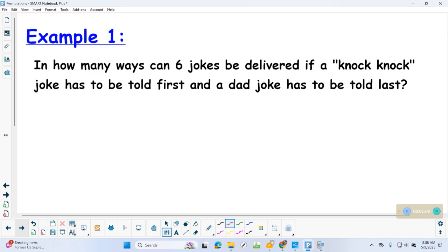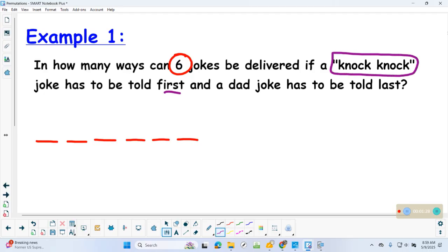Okay. You'll see this is how I approach all of these. I look at how many total items we're talking about. So 6. I'm going to put 6 different blanks down, one to represent each joke. Now, it says we have to do a knock-knock joke first, so I only have one choice for the first joke slot. I have to tell a knock-knock joke. We have to tell a dad joke last, so in the last slot, I only have one style of joke that I can possibly tell, the dad joke.